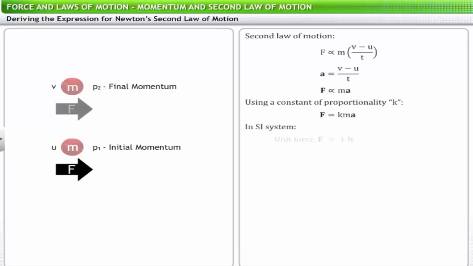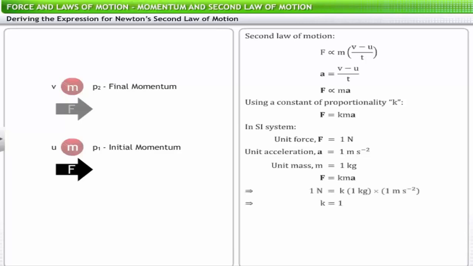In the SI system, a unit force is a force with a magnitude of 1 Newton. Unit force is defined as the force that produces unit acceleration, that is, 1 meter per second square, when applied on a body of unit mass 1 kilogram. Thus, substituting the values in the expression F is equal to kma, and simplifying, we get the value of k as 1. Hence, we get the mathematical expression of the second law of motion as F is equal to ma.